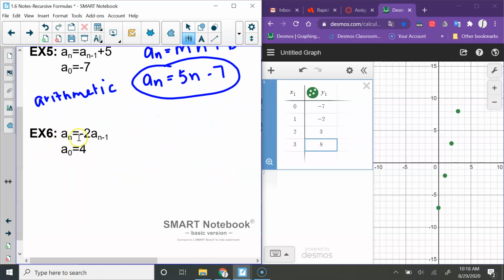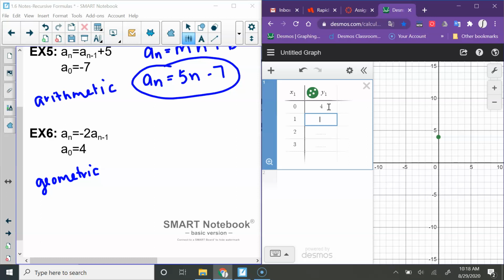This time we've got a sub n equals negative 2 times a sub n minus 1, and a sub 0 is 4. So we're doing negative 2 times a sub n minus 1. So since we're multiplying, this is going to be a geometric sequence. And let's make us a table for this one as well. So let me erase what we had over here. So our a sub 0, our initial term, is 4.